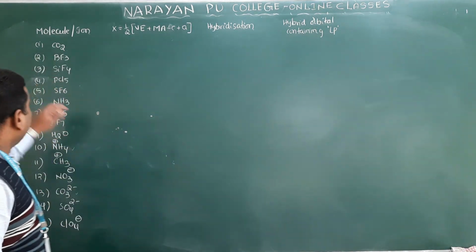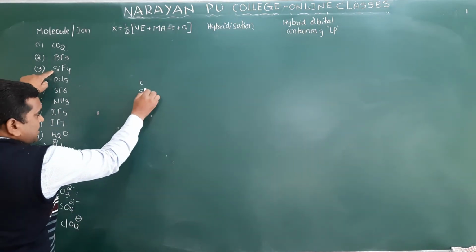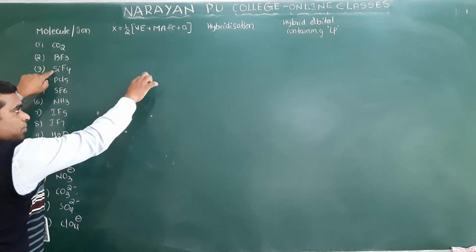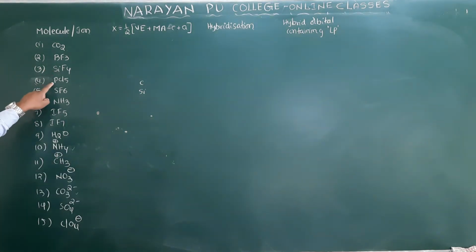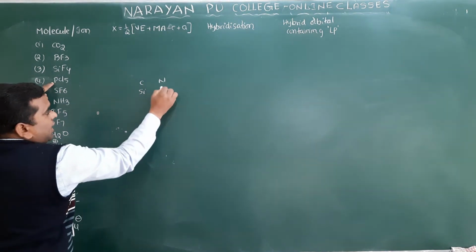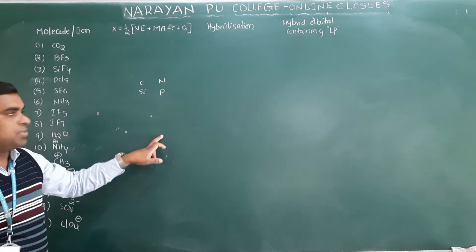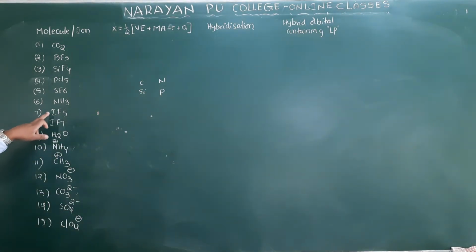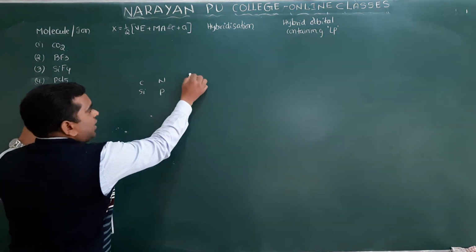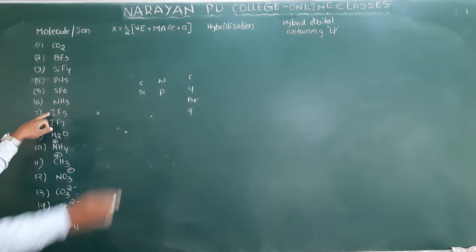Use the formula. You know, silicon is there. Silicon belongs to which group? Fourth group. Carbon, silicon, germanium, tin, and lead, you will get the fourth group. Phosphorus belongs to which group? Nitrogen, phosphorus, arsenic, antimony, and bismuth. Fifth group. And next, iodine. Fluorine, chlorine, bromine, iodine. This is which group? Seventh group.